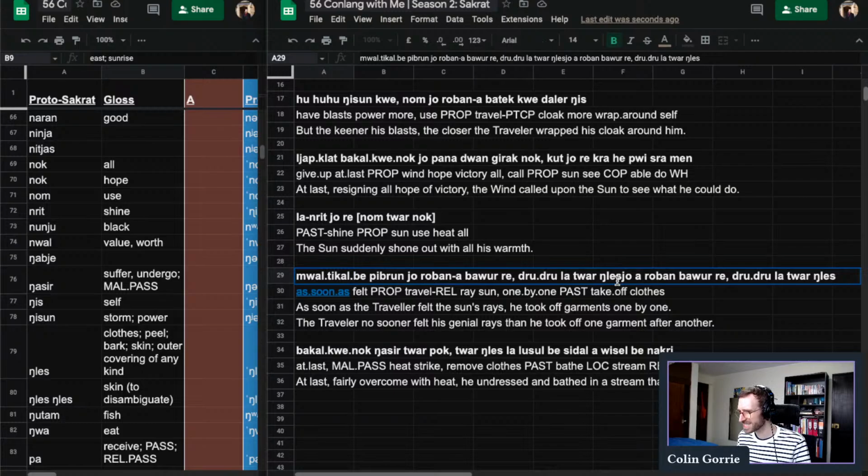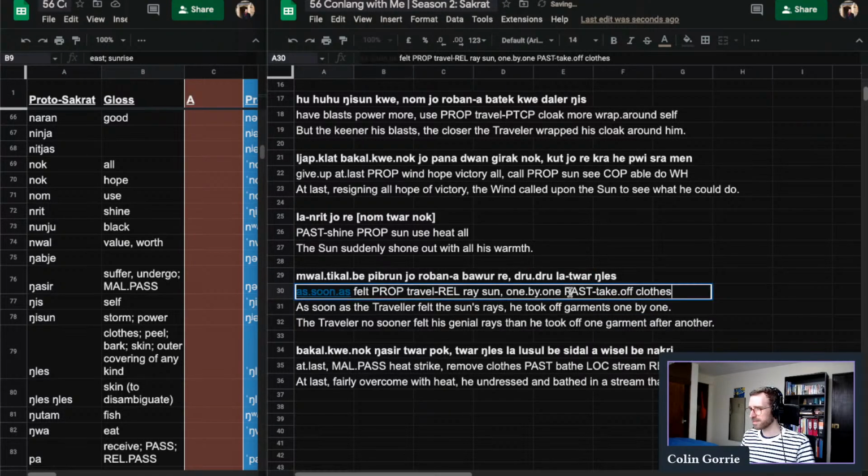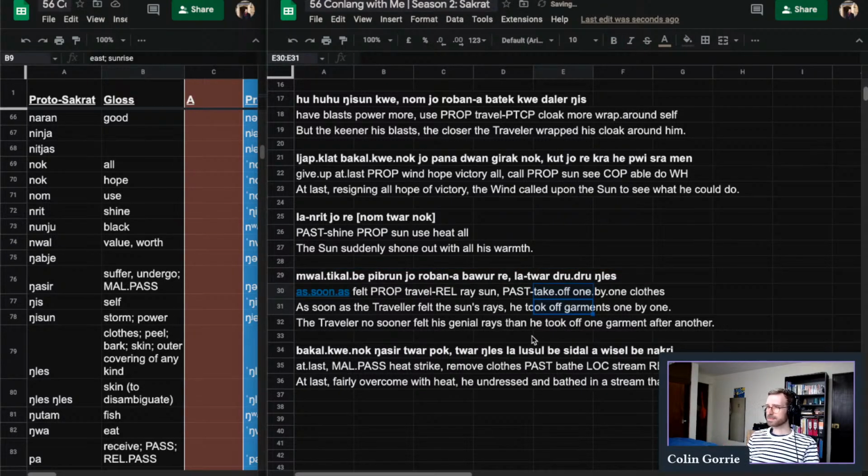What is going on here? What's this Nglesio? I think I must have copied. Do you see what's going on here, chat? I must have copied and pasted something in incorrectly here. Drudru la tuarles is what it should be. And then now la is a prefix. The suffering continues. Although I think that this will go above the adverb. Took off one by one his clothes. Great.